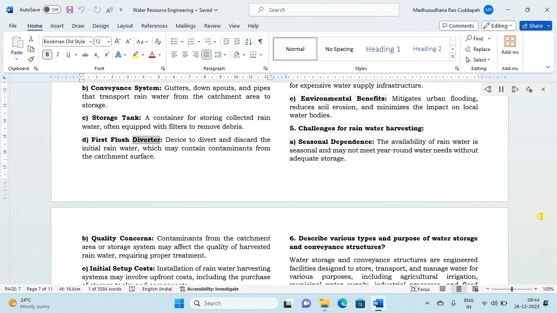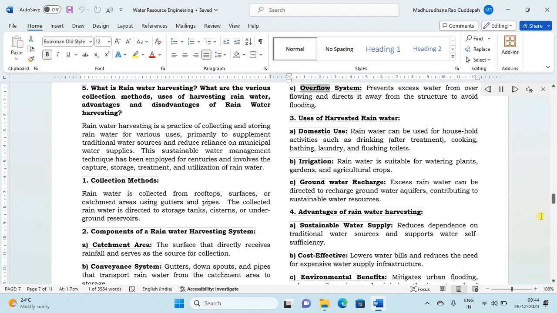D. First flush diverter, device to divert and discard the initial rainwater, which may contain contaminants from the catchment surface. E. Overflow system, prevents excess water from overflowing and directs it away from the structure to avoid flooding.